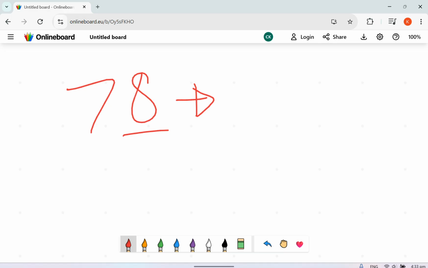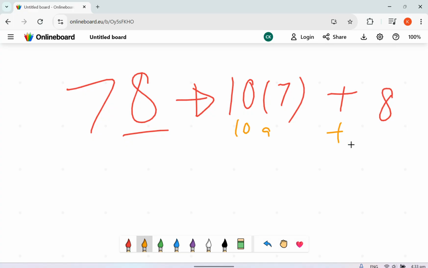78. It's basically 10 times 7 plus 8. Agree? This is like my 10A plus B. Sort of the same thing: 10 times 7 plus B.